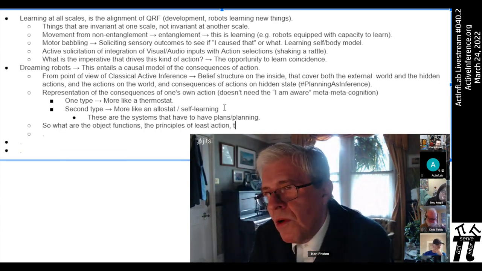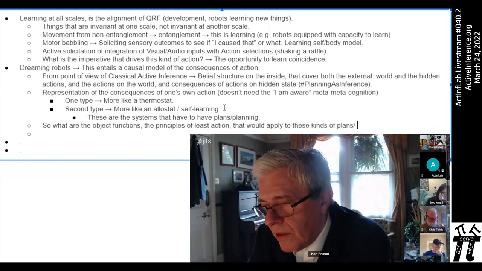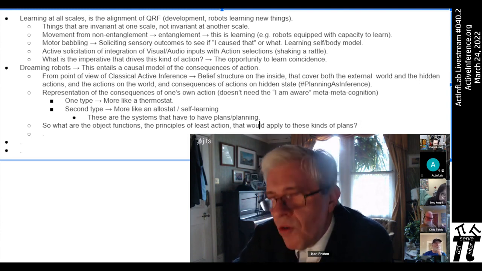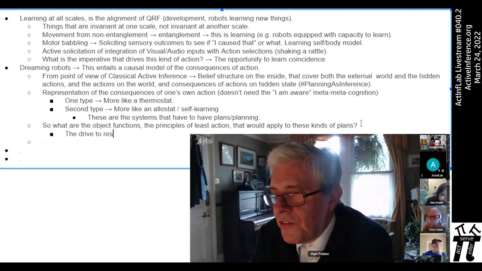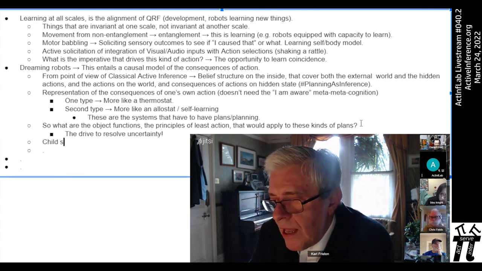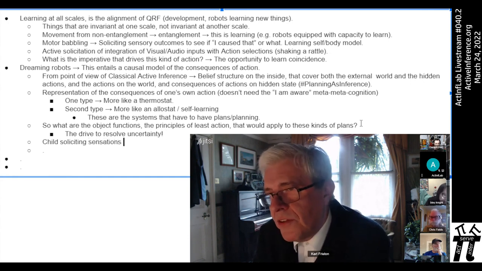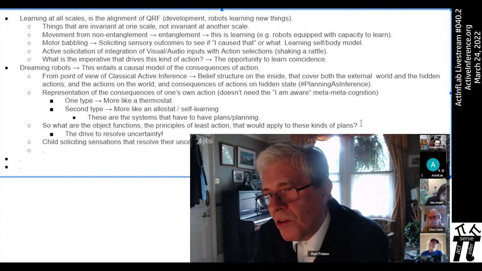And when you work it through, then one important component of the policies or the actions in question is a drive to resolve uncertainty. So we come back to this notion of the child soliciting proprioceptive, exteroceptive sensations that enable it to resolve uncertainty. And this is exactly the same principle behind optimal Bayesian design, that we design experiments that are going to resolve the uncertainty to the greatest extent possible under our current internal models or hypotheses about how the world works.